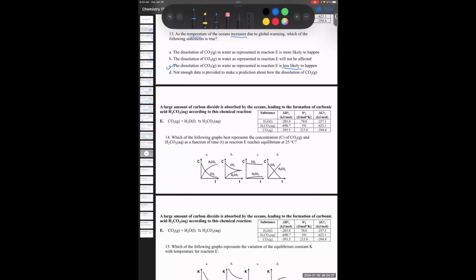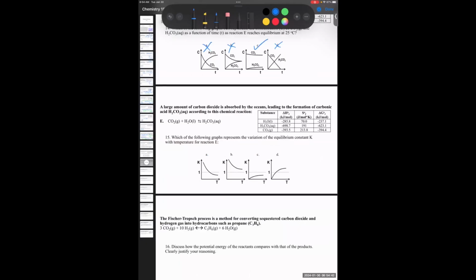Not A, because A has more products, not B, because they are equal amounts at equilibrium. C looks really good. And D is crazy, it has not reached equilibrium. Option C is the correct answer there. All right, moving on to question 15. Oh, we only have 15 questions.